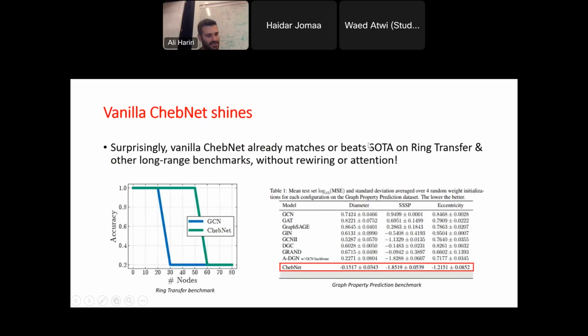So I tested it, and I found that actually this model performs super well even on recent benchmarks. In the GNN community you always have this notion that the old data sets are trash because they do not have long range dependencies. There are new data sets now, like the ones I'm showing you: diameter, SSSP, eccentricity. These have long range dependencies. So no one had ever thought of using this old GNN and benchmarking it on the new data sets.